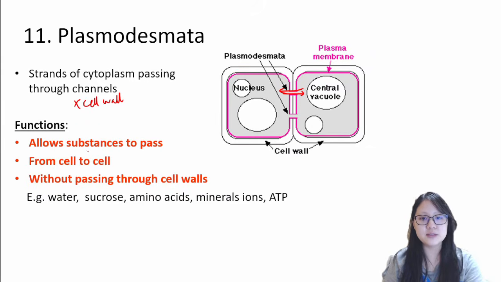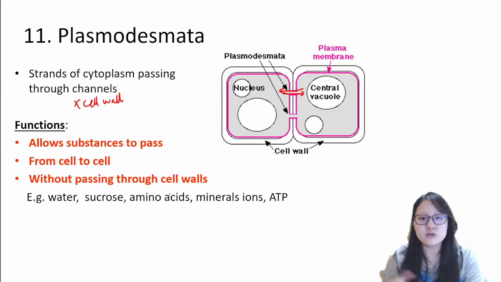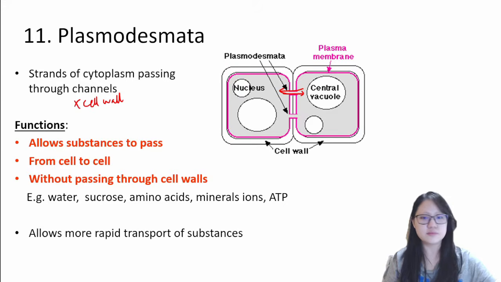Now, these substances include water, sucrose, amino acids, mineral ions, ATP, all those things that are in the cytoplasm can pass through via this plasmodesmata. Bear in mind, this plasmodesmata is kind of small, so don't expect mitochondria or chloroplasts or other organelles to be able to pass through it. Just those solutes in water, just these items.